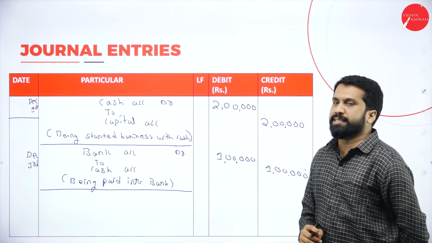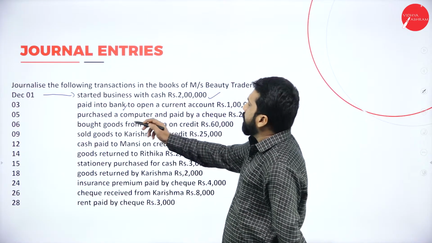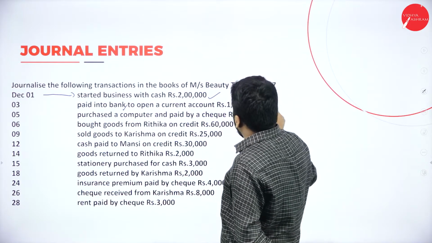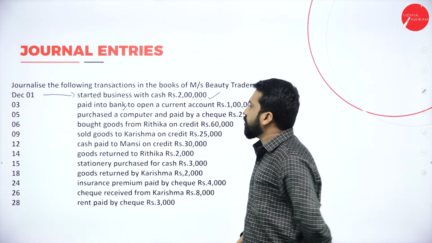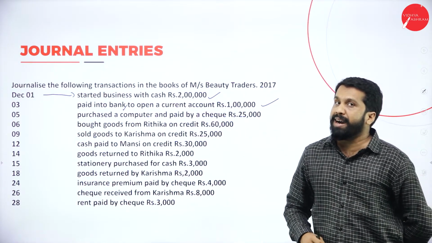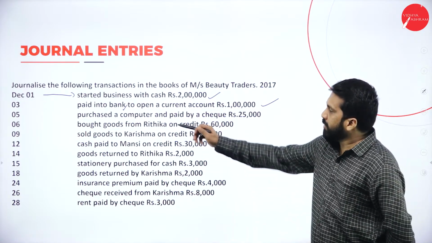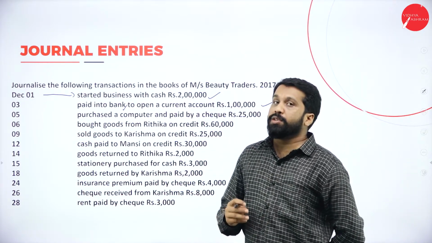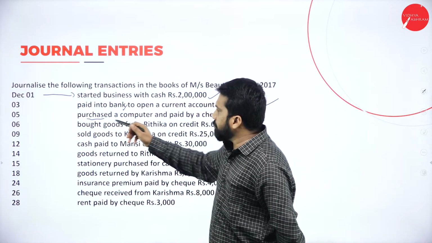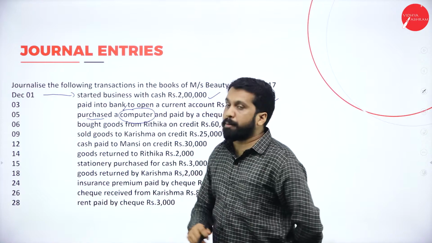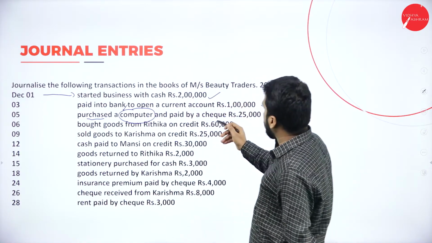Your 2 journal entries are over. We'll go for the third one. Your third one is very simple. Third one, purchased a computer and paid by check. Check means what? Bank. Are you receiving or paying? You're paying. Why? Because if you're purchasing, you're paying. Remember, don't use the word purchase because computer is specifically given. Computer account debit to bank account. What is the amount?